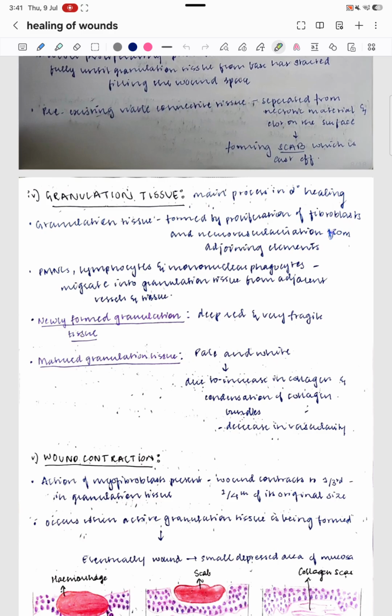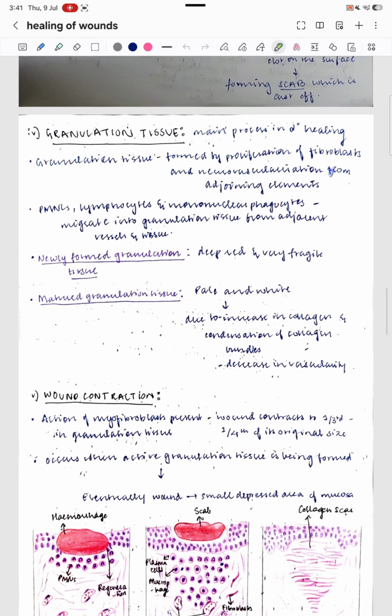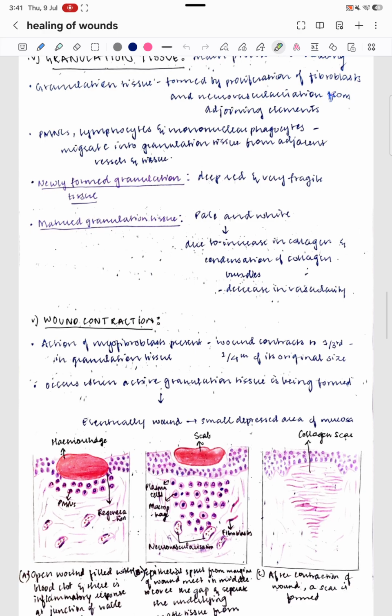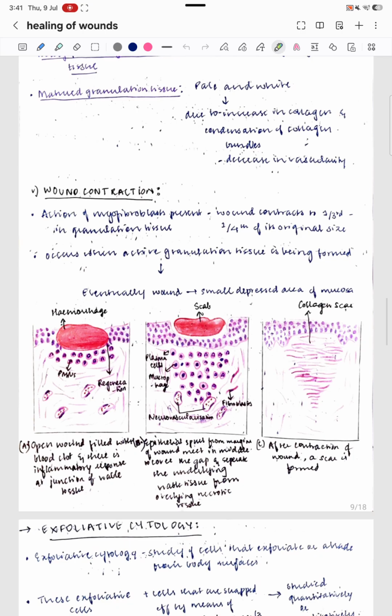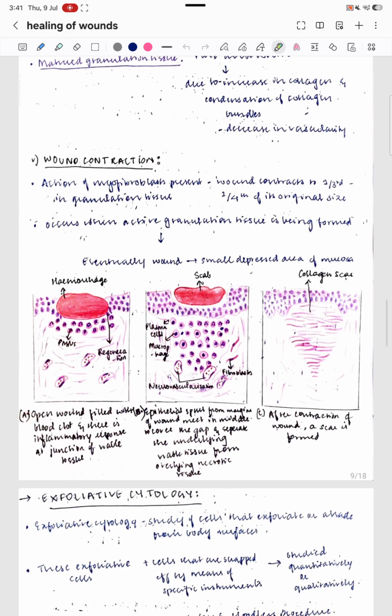Same way then the granulation tissue. So the only thing that is extra here is your granulation tissue. Then after granulation tissue everything follows the same. The fibroblasts are formed, lymphocytes are accompanying the fibroblasts, then you have your collagen deposition and your granulation tissue maturation, and then the wound contracts. So basically in wound contraction, the action of myofibroblasts present in the granulation tissue occurs when the granulation tissue is being formed.